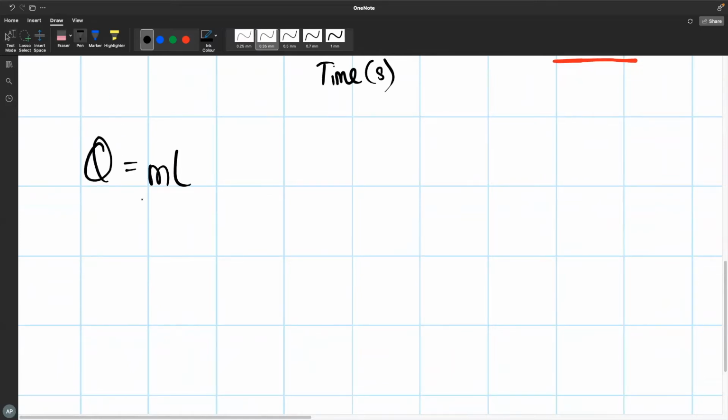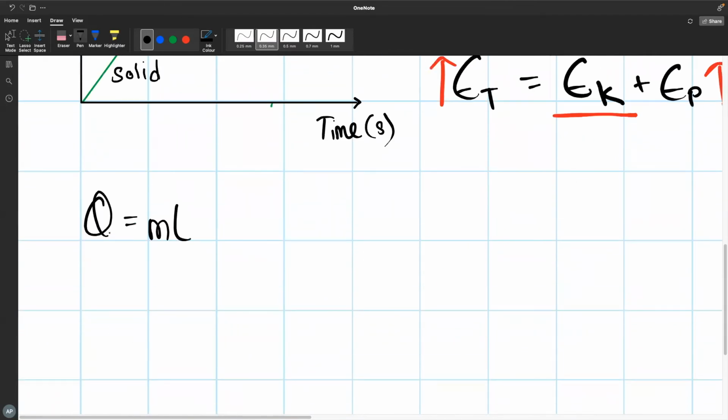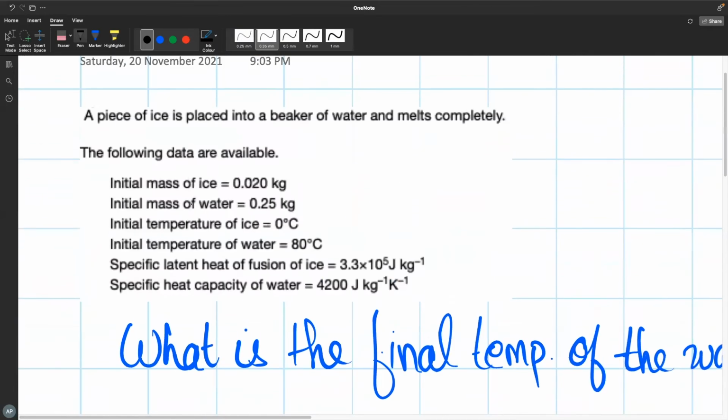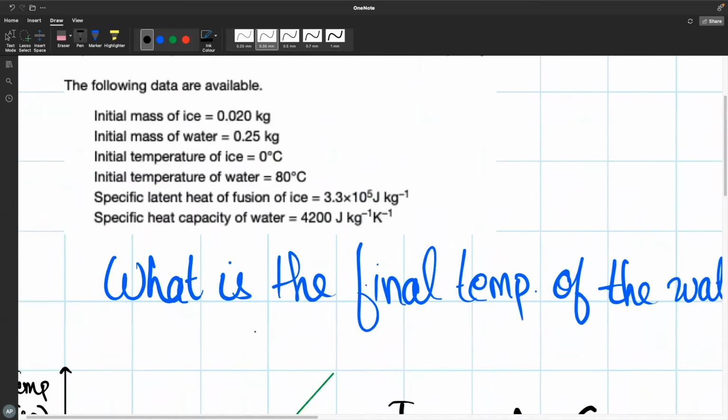And then we use the equation Q is equal to ml, because the ice is changing state from solid to liquid. So Q here will give us the energy, m is the mass, and L here is the latent heat of fusion of ice. So we can sub in these values. I'm going to name this Q1 as well, and you will see why later on. Subbing in our values, Q1 is equal to the mass of ice, which is 0.02 kilograms. So 0.02 times the latent heat of fusion.